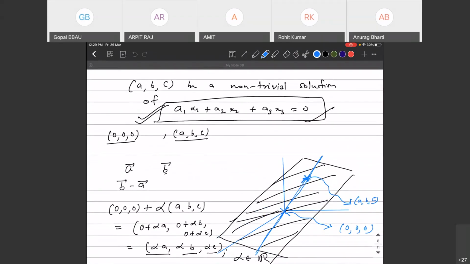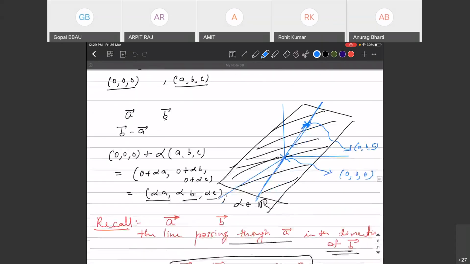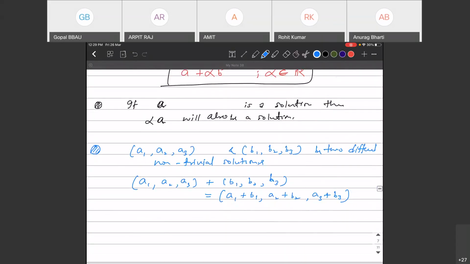Let me write not A1, A2, A3. Write alpha 1, beta 1. Alpha 1, alpha 2, alpha 3, beta 1, beta 2, beta 3. So this will be alpha 1 plus beta 1, alpha 2 plus beta 2, alpha 3 plus beta 3.